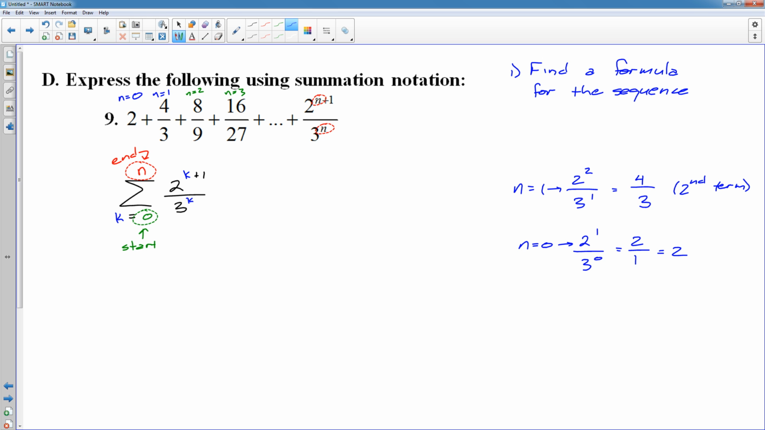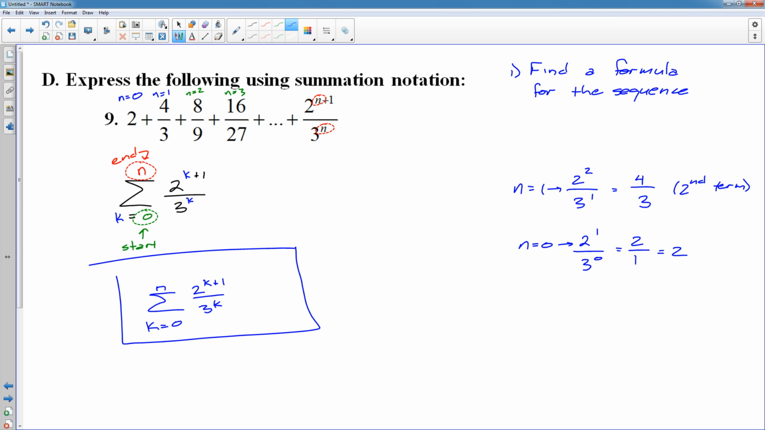Same idea, except I'm just using k's instead of n's. And then we'll start with 0, and we'll go all the way up to n. And that is our formula. So maybe I'll just rewrite it where I don't have all those extra things all over the place. So 2 to the k plus 1 over 3 to the k. And that would be your final formula in sigma notation.